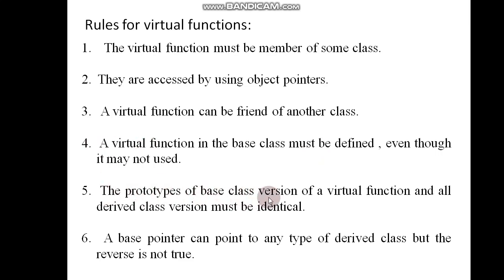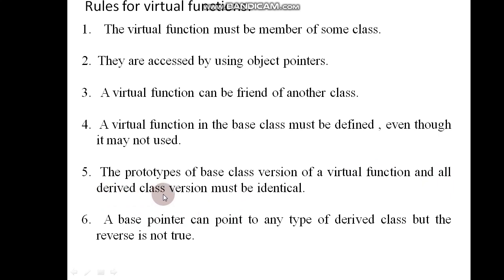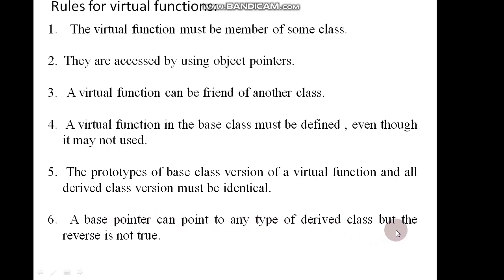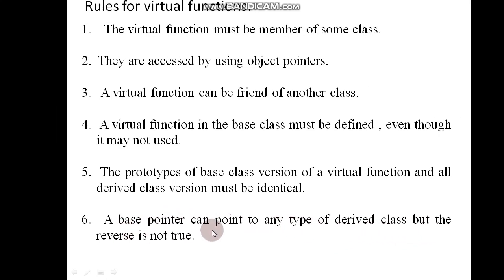Prototypes of base class version of a virtual function and all derived versions must be identical. So the function header of the virtual function must be the same in the base class as well as derived classes. The function in the base class must be overridden by the derived classes. Then prototypes of function in base class and derived class will be same. A base class pointer can point to any type of derived class objects, but reverse is not the same.